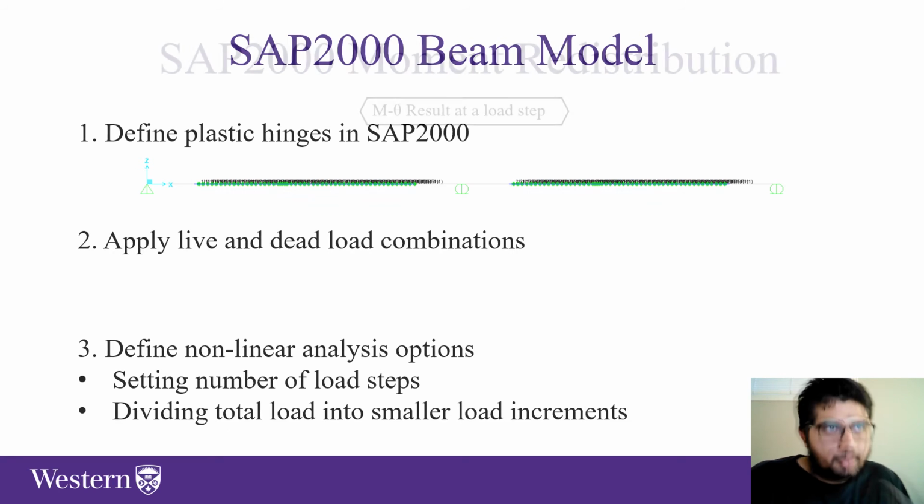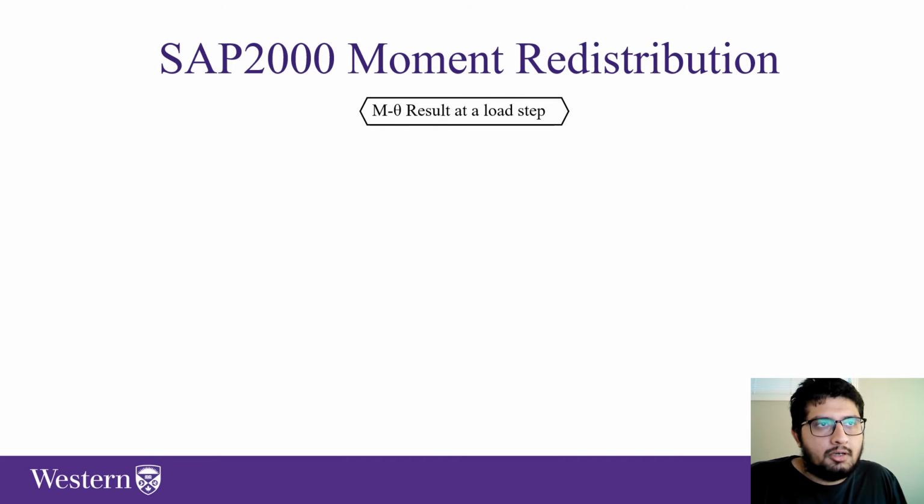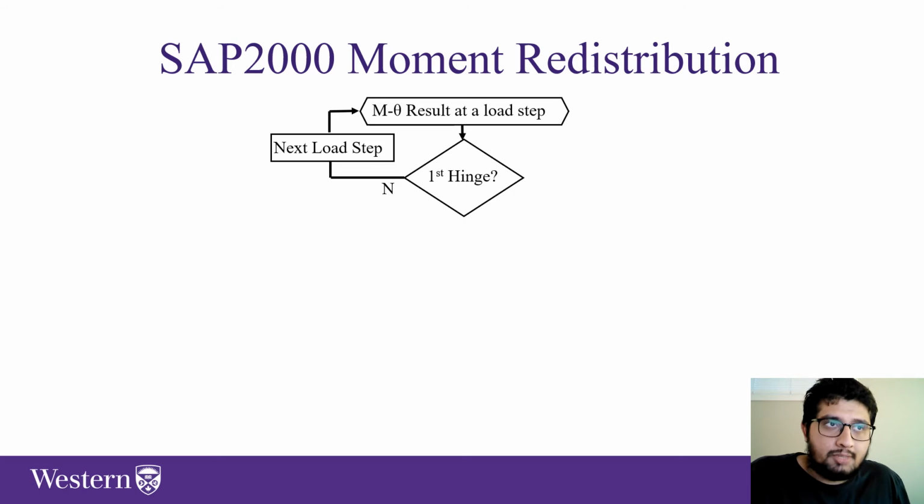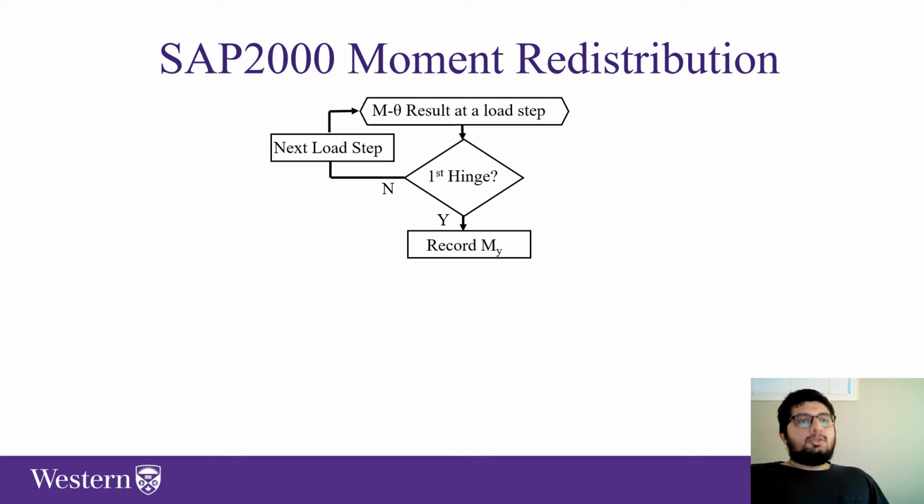And after we run the analysis, we can access the moment rotation results at a specific load step, and we're checking to see if the first plastic hinge in our continuous beam has developed, and as long as it hasn't, we have to keep increasing the load on the beam until we get the first plastic hinge. And once we get it, we have to record the yield moment, or the moment that was needed for that first plastic hinge to develop.